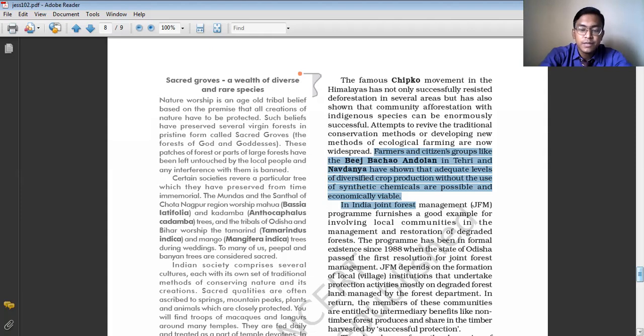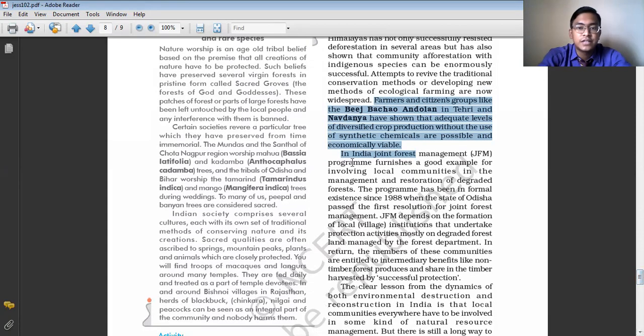Even in the state of Odisha, for the very first time, the Joint Forest Management Program was introduced. What is this Joint Forest Management Program? It is a program launched in Odisha where the people living in the forested areas, that is, people living in the forest villages, along with the government, work together to protect and conserve the forest and its resources. This Joint Forest Management Program has become a very successful one.